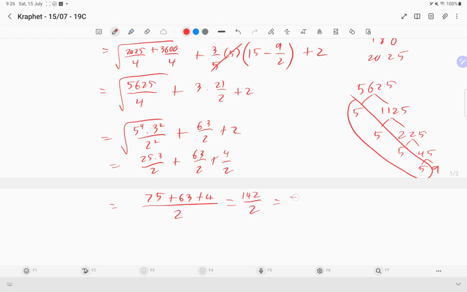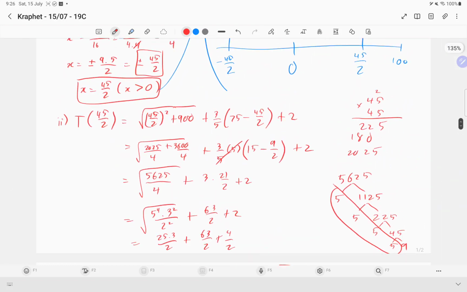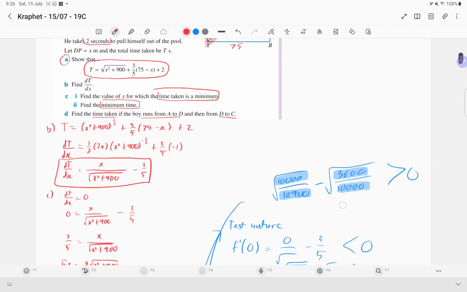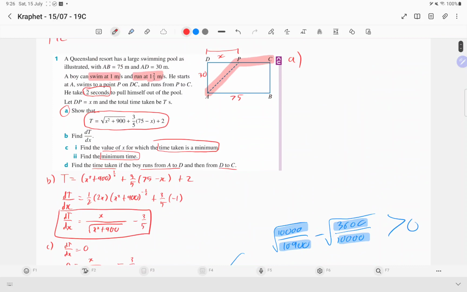138,142 over 2. So that's 71 seconds. Okay, so 71 seconds is the time taken if he tries to swim a little bit and then run across. Now for question D, find the time taken if the boy runs from A to D and then from D to C.